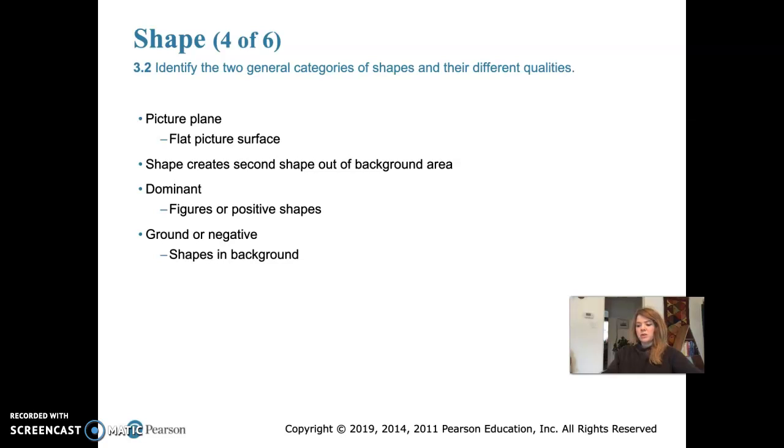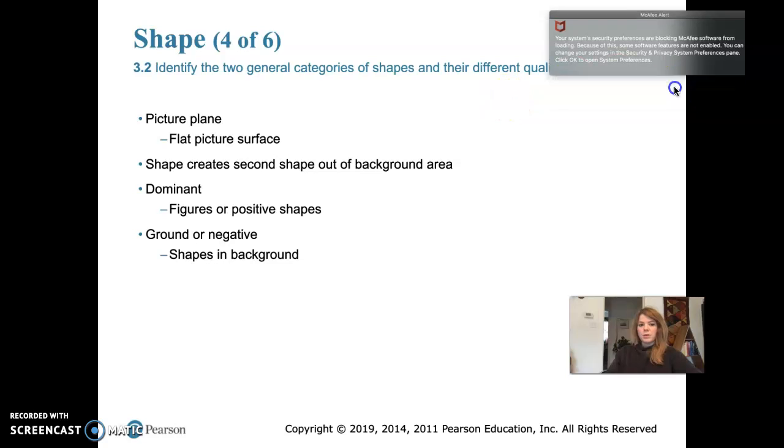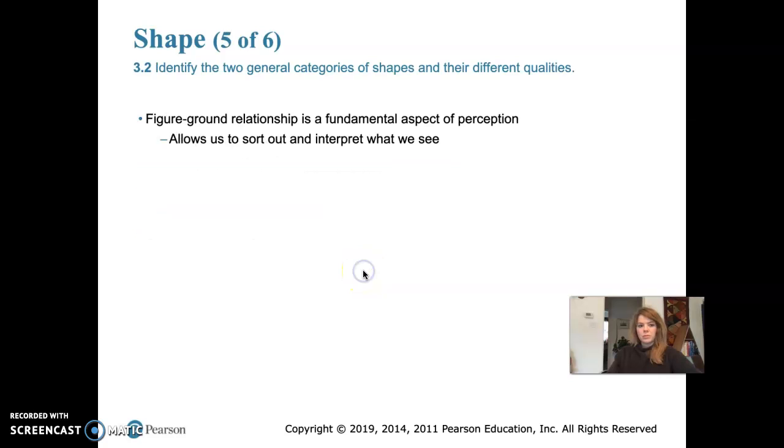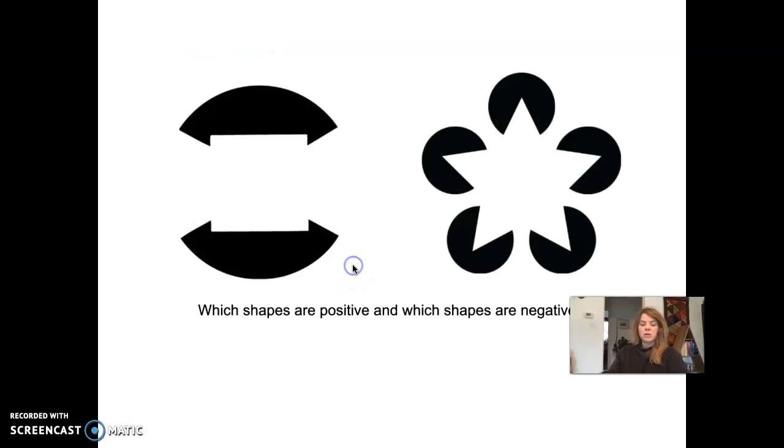Okay, so when shape appears on a picture plane, which is the flat picture surface, it simultaneously creates a second shape out of the background area. The dominant shapes are referred to as the figures or positive shapes. So we'll talk about that a little bit more. And background areas are ground or negative shapes. The figure-ground relationship is a fundamental aspect of perception, and it allows us to sort out and really interpret what we see. So we'll take a look at an example.